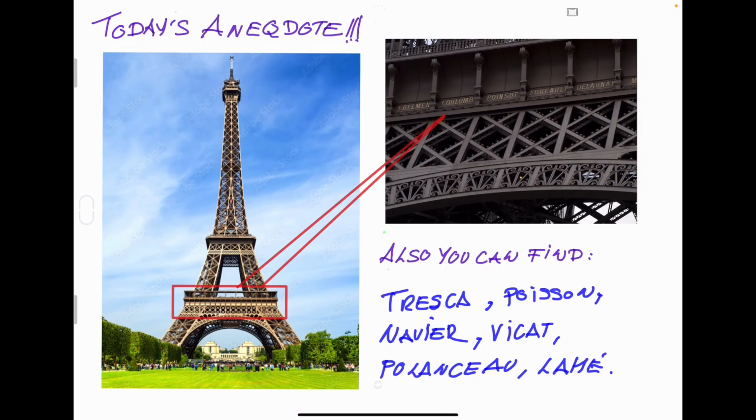During the erection of the Eiffel Tower, the French nation decided to honor Mr. Coulomb for his contribution, not only for his well-known electrical work, but also for his achievements in the structural engineering field. If you have the chance to visit Paris and get closer to this wonderful structure, you can also read other important names related to structural engineering, like Tresca, Poisson, Navier, Vicat, Polonceau, known for his trusses, or Lamé.